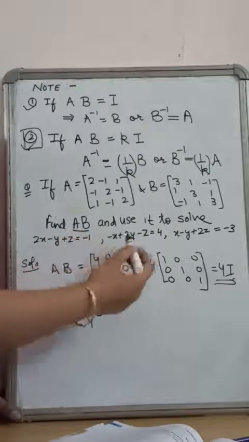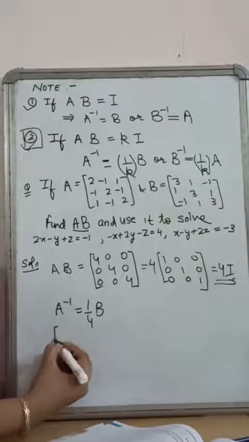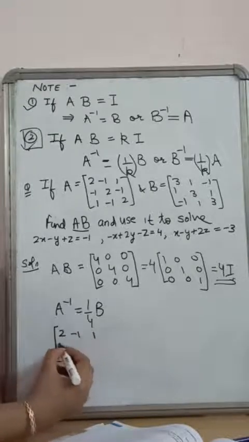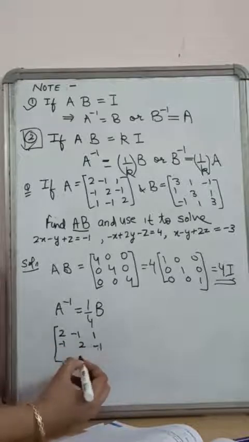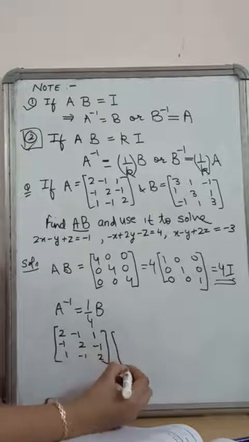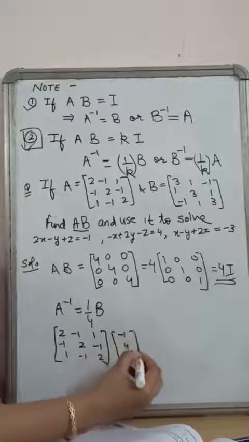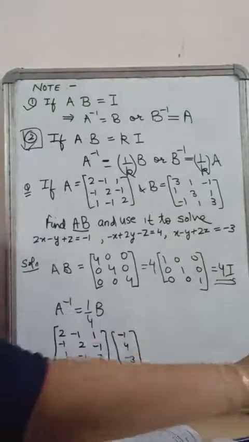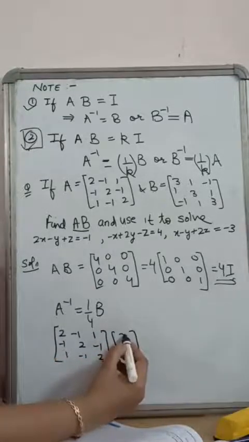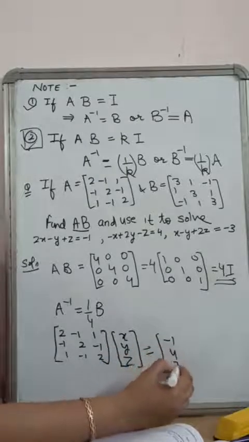Now you convert these equations into a matrix form. When you convert them, it will become 2, minus 1, 1, minus 1, 2, minus 1, 1, minus 1, 2. Here XYZ will be minus 1, 4, minus 3. No, it is into XYZ, sorry. It is into XYZ is equal to minus 1, 4, 3.